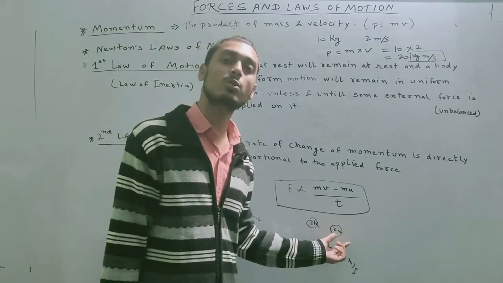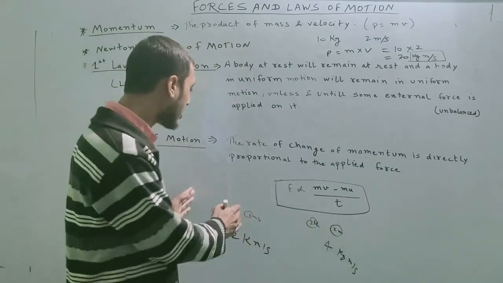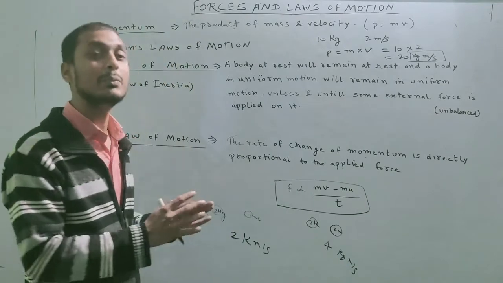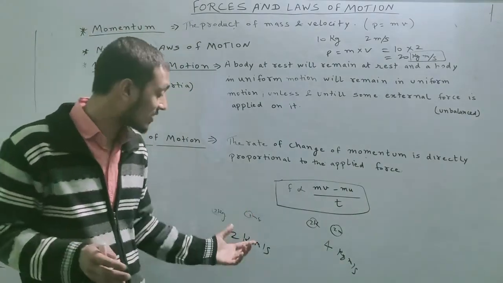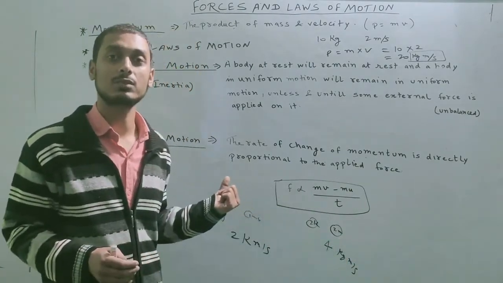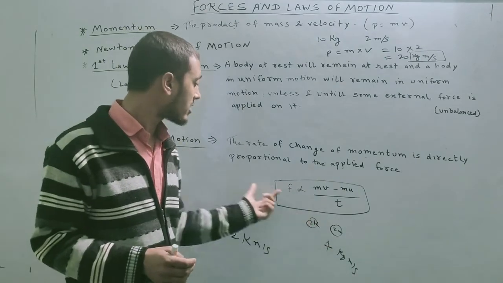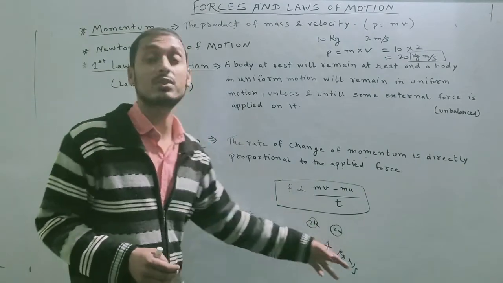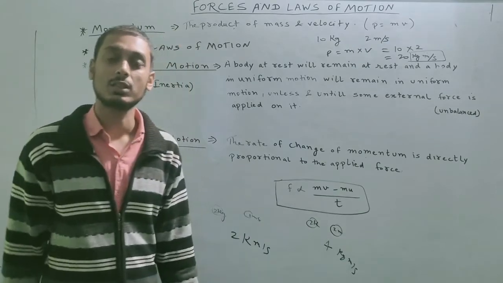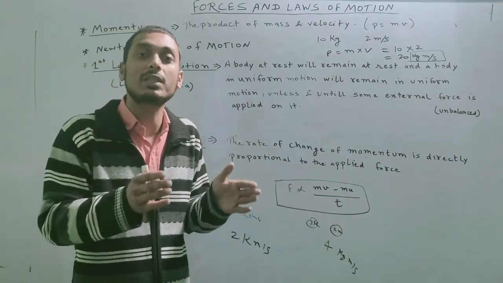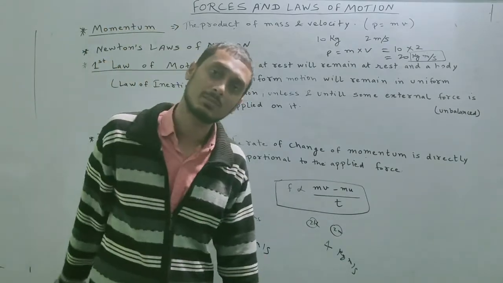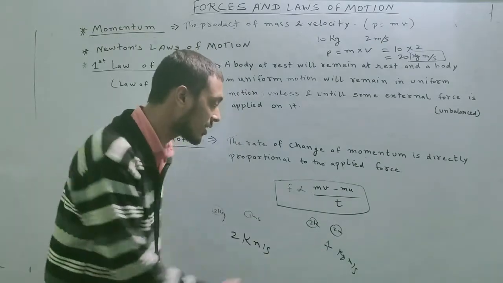The velocity is 2 meter per second here. In these two situations, the momentum is different. This is called change in momentum. The second law talks about the rate of change of momentum. It means how much momentum is changed in 1 second. How much momentum is changed in 1 second here?